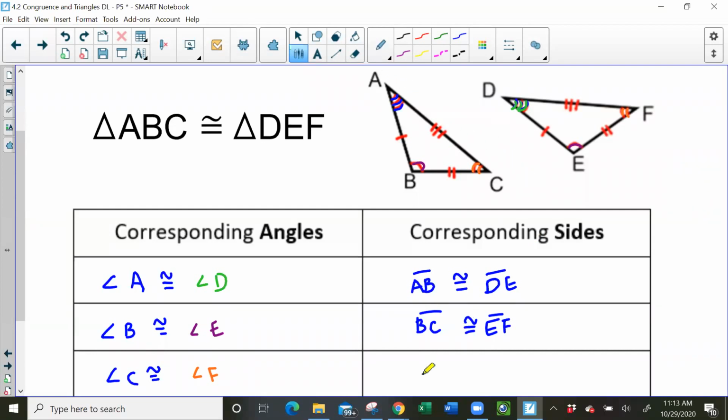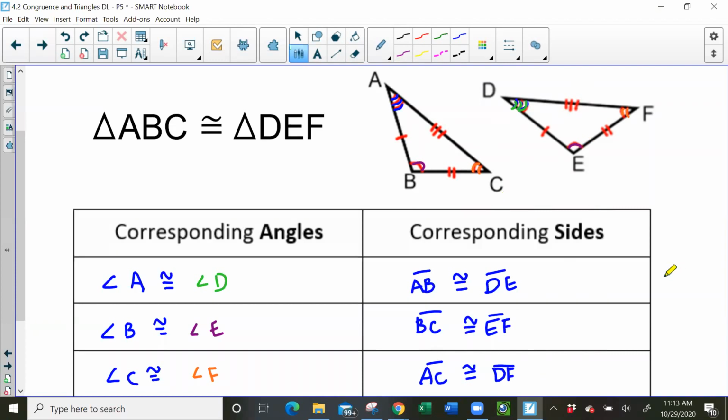So I'm going to say side AC. And that corresponds to the one that has 3 tick marks, which would be DF. So that's how you can do it using the picture, the diagram.